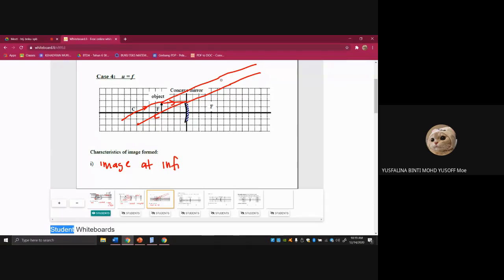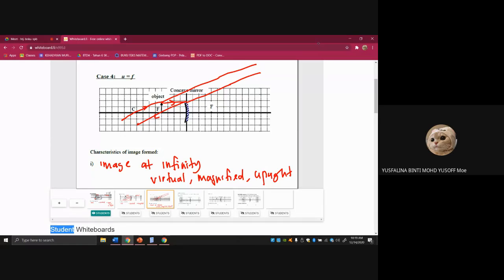Okay, image at infinity. But other than that, we know that if you make the line longer, the image will form on this side, right? So on this side should be virtual, and the image should be magnified, and also should be upright.